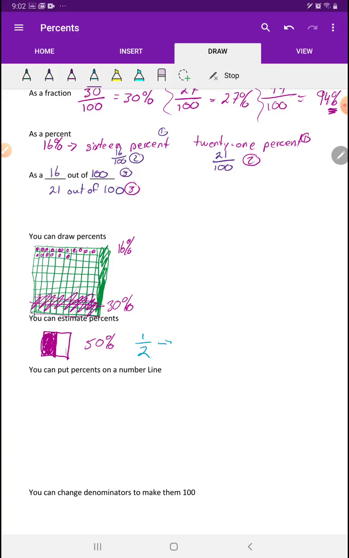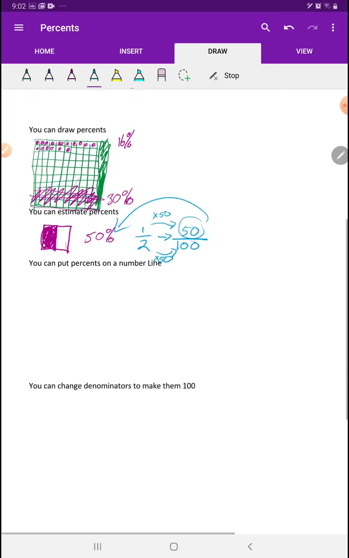But what I want on the bottom is I want 100 on the bottom here. Well, how did I get to 100? Excuse my sneeze. How did I get to 100? Times 50, right? So how do I get to the 100 on the top? Times 50. So I get a 50 on the top, and there's my 50%, okay?